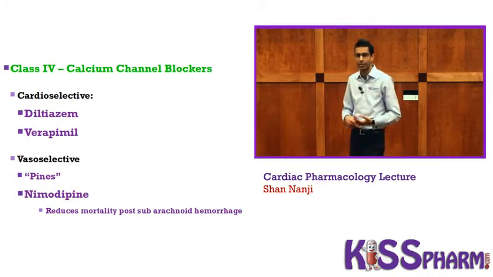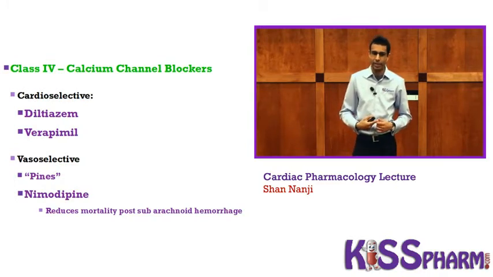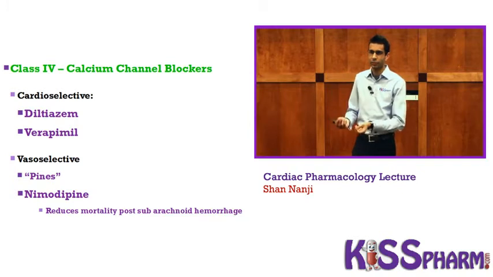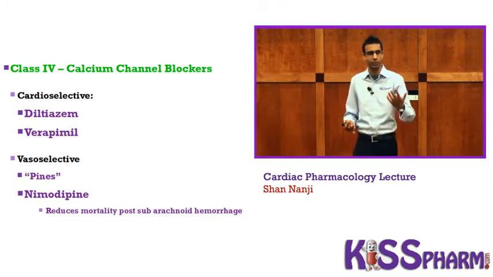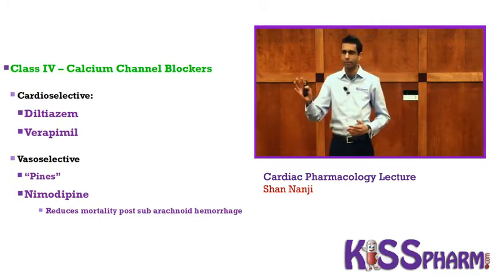Class 4, this is your calcium channel blockers. Your calcium channel blockers. The vasoselective ones end in -dipines. The cardioselective ones, the ones that are more important, I believe, for this test are going to be diltiazem and verapamil.